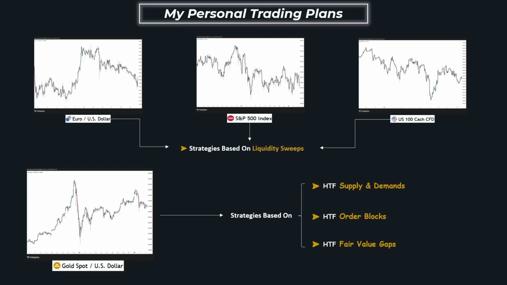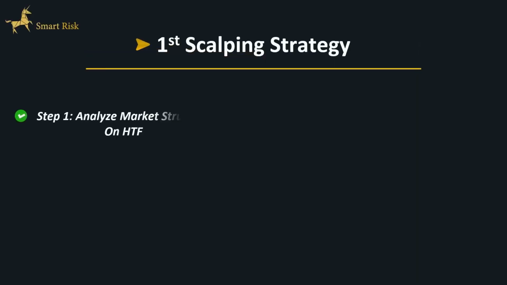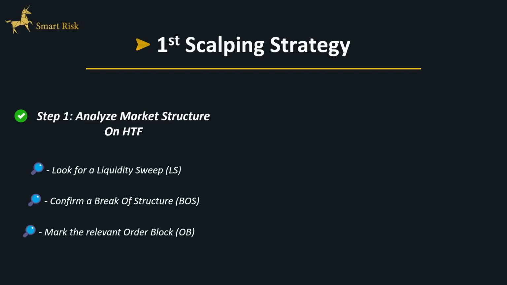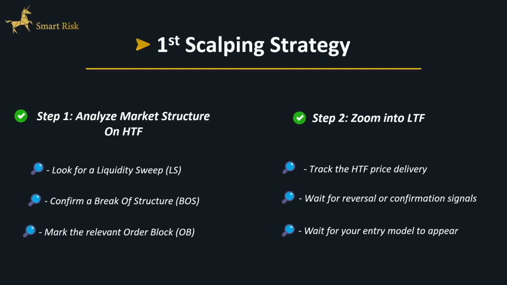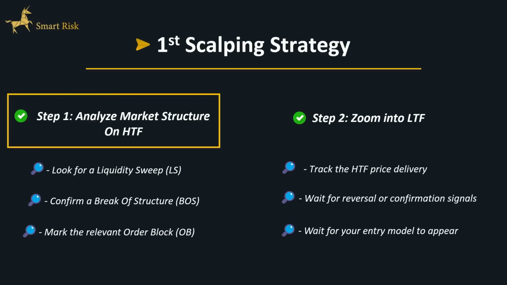Now, let's start with the first scalping strategy. To apply this strategy correctly, you'll need to work with 2 timeframes. First, a higher timeframe to analyze the overall market condition. On this timeframe, you want to identify a liquidity sweep, a break of structure, and the order block connected to them. Then, you'll zoom into a lower timeframe to track the higher timeframe delivery and look for reversal or confirmation signals. This is where you'll wait for your entry model to appear before opening a position. Now let's go step by step and see exactly how this setup plays out.